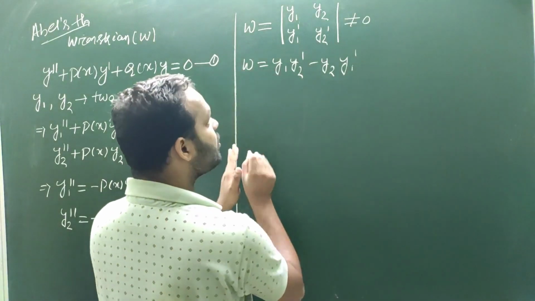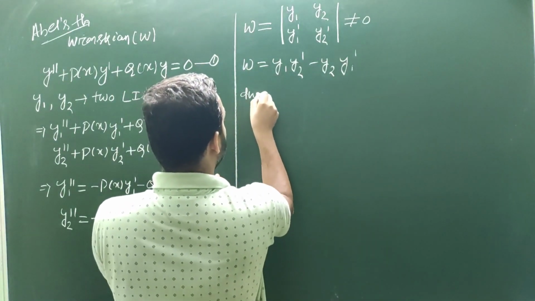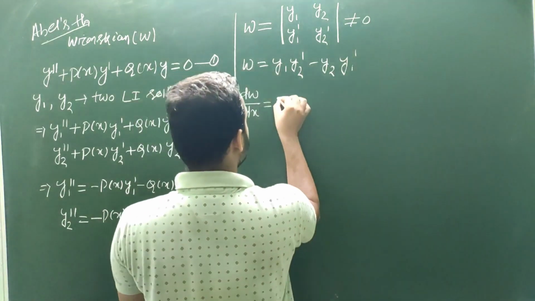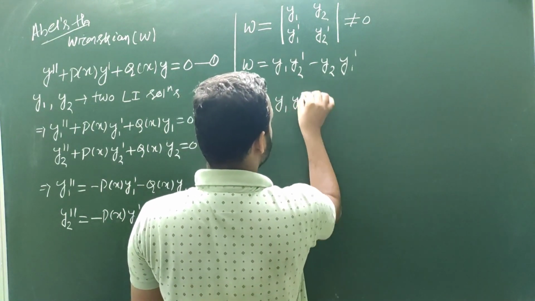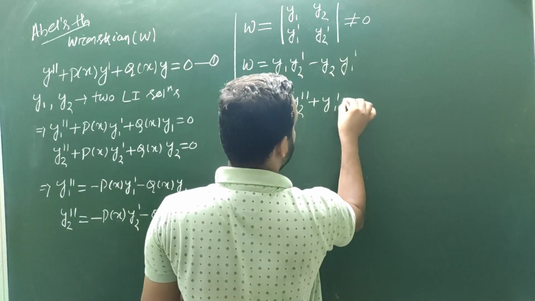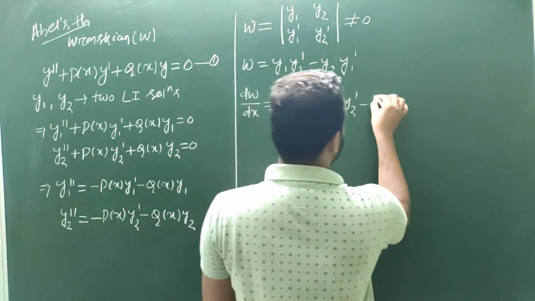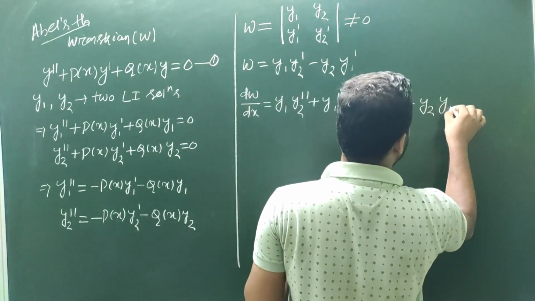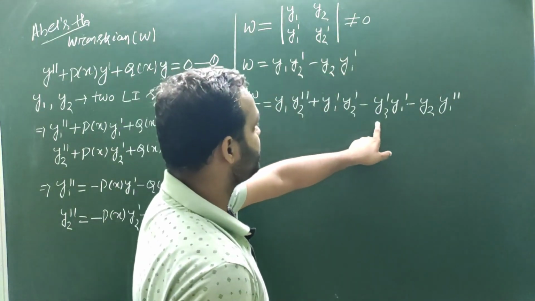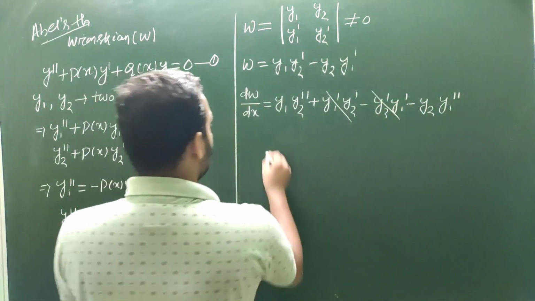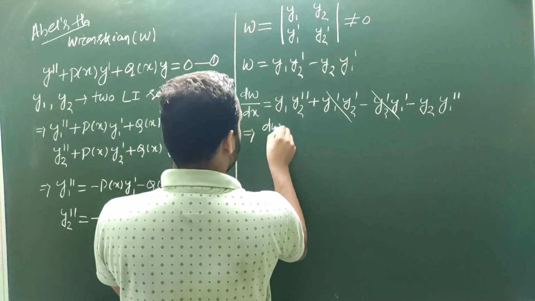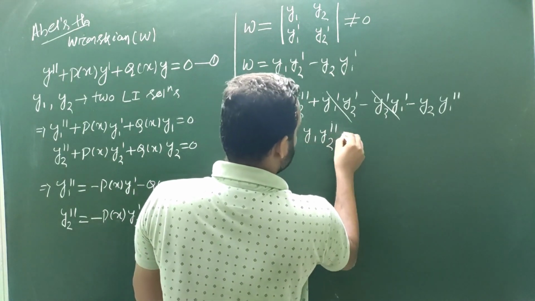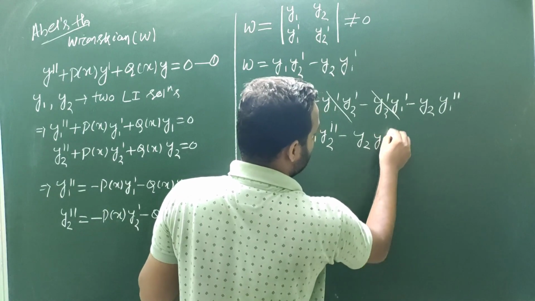So what we can do here is take the first derivative of this W. We can write dW by dx is equal to, using the product rule in both cases, y1 y2 double dash plus y1 dash y2 dash minus y2 dash y1 dash minus y2 y1 double dash. If you see, these two quantities are equal, so you can just cancel them, and finally you will get dW by dx is equal to y1 y2 double dash minus y2 y1 double dash.